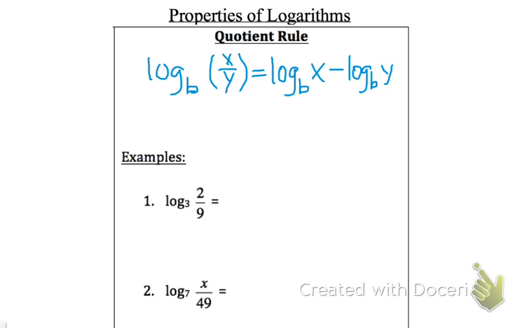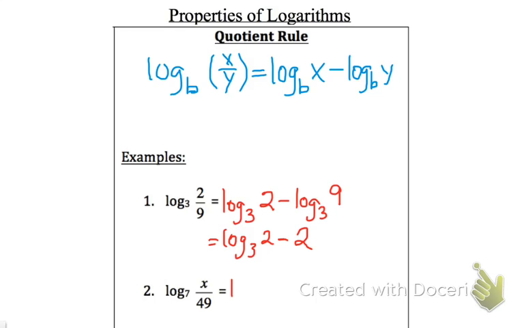In the examples down below, we can rewrite this first example as the log base 3 of 2, since 2 is the numerator, minus log base 3 of 9, since 9 is the denominator. Applying some of our understanding of what logarithms are, the log base 3 of 9 is equal to 2, and so we can actually simplify that second logarithm.